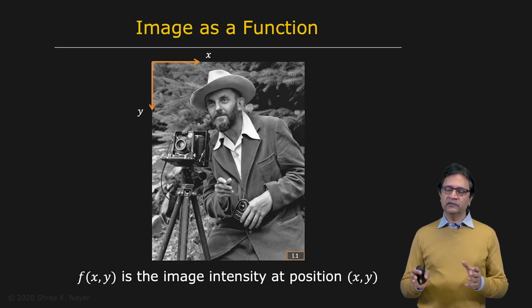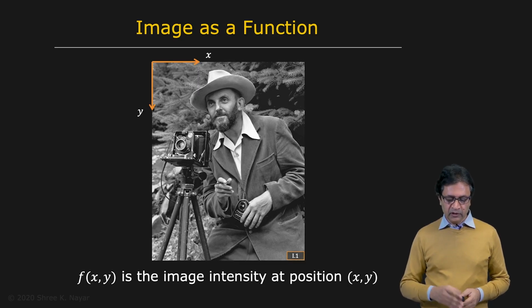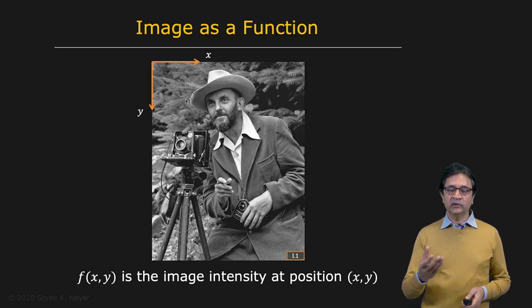Let's start by defining an image as a function. Here you see an image, and you see that the spatial coordinates are x and y. At any given xy, you have an intensity value f. So f of xy is the image expressed as a function.